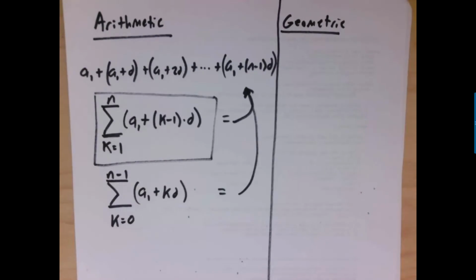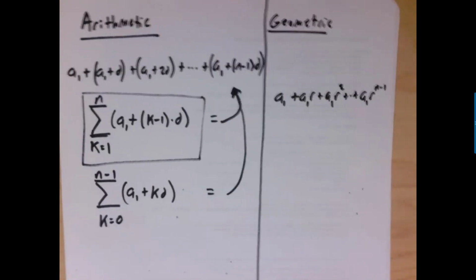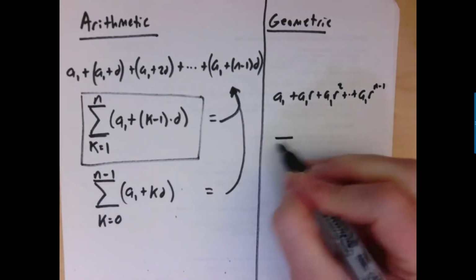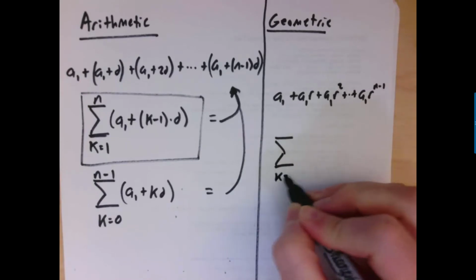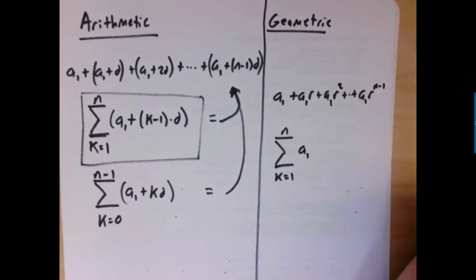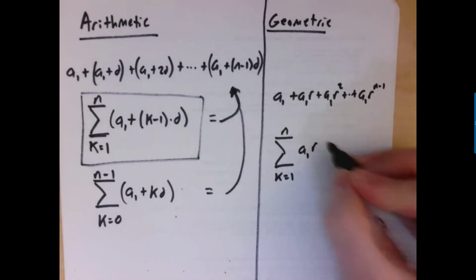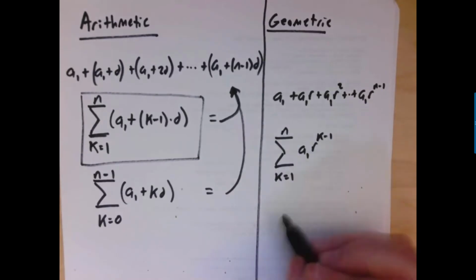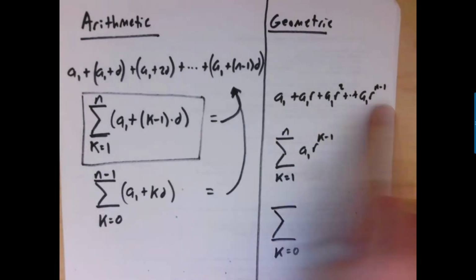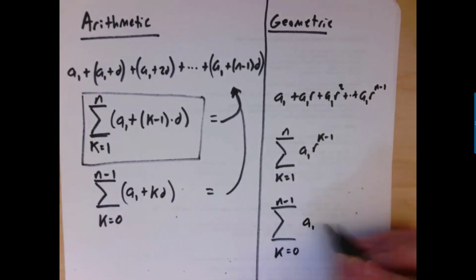Let's do geometric. So, in a similar way, we've got all these terms. They've got the same structure, which is a1 times a power of r. So, if I wanted k to be the term number, going from the first term to the nth term, then the general pattern would be a1 times r to the k minus 1. If I wanted to have k describe how many r's are in each term, I'm starting with 0 r's and ending with n minus 1 r's, and in that case I'd have a1 times r to the k.